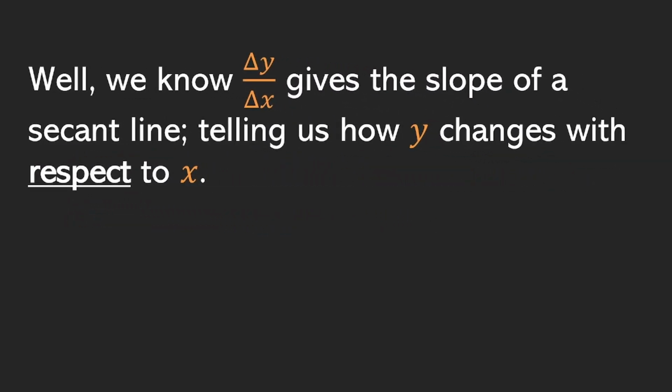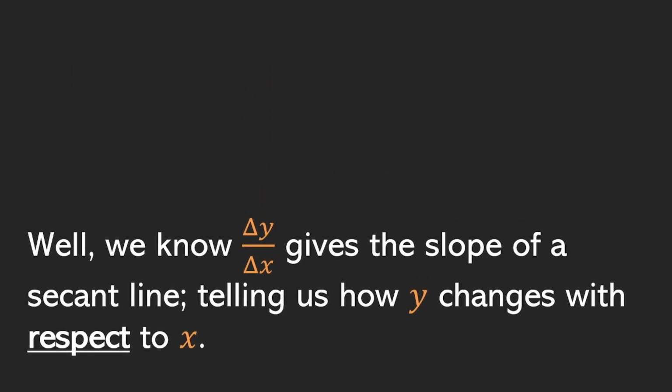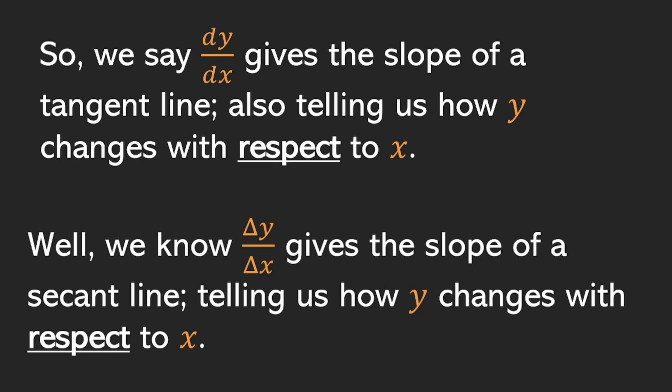Well, let's recall we know that delta y over delta x gives the slope of a secant line, telling us how y changes with respect to x. And what with respect to x just means is like, how does y change when x changes? It's like the tables we were looking at before. How does y change when x changes? That's analogous to saying, how does y change with respect to x? Just so we're all on the same page. So then, if that's true, we're saying that dy over dx gives the slope of a tangent line, also telling us how y changes with respect to x. Again, how the input value affects the output value.